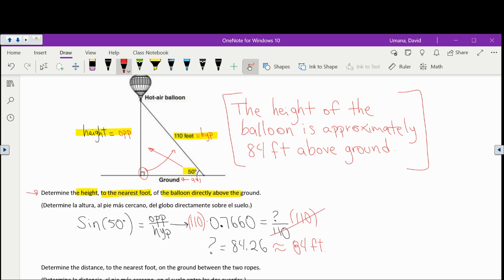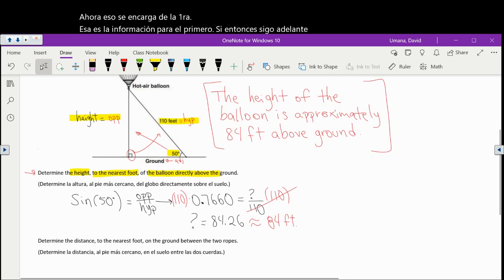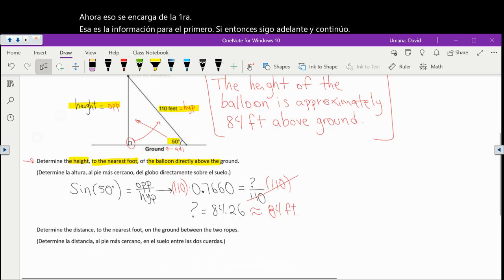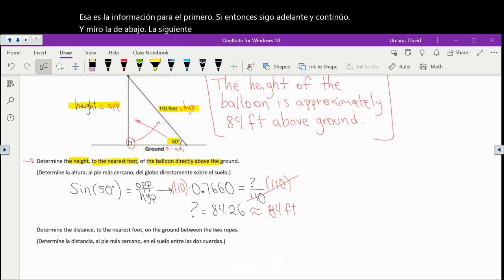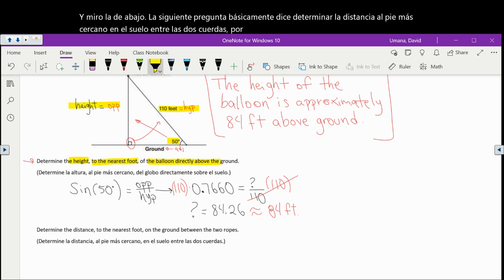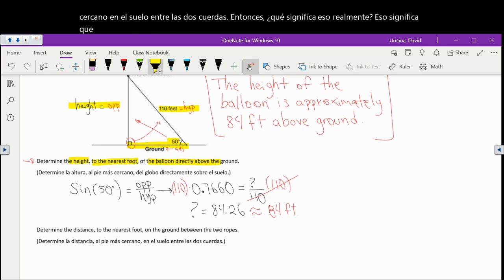Okay. Now that takes care of the first one. That's the information for the first one. If I then go ahead and continue, and I look at the bottom one, the next question basically says, determine the distance to the nearest foot on the ground between the two ropes. So what does that really mean? That means I want to figure out this distance.